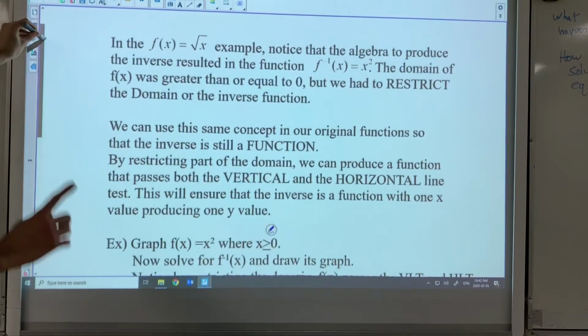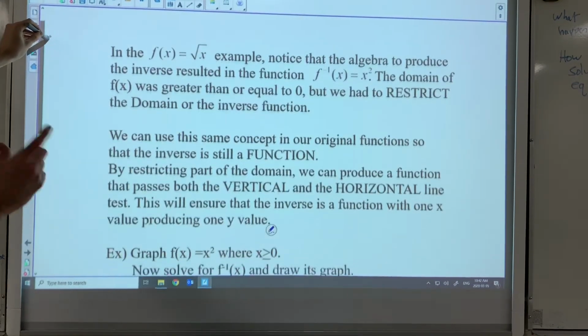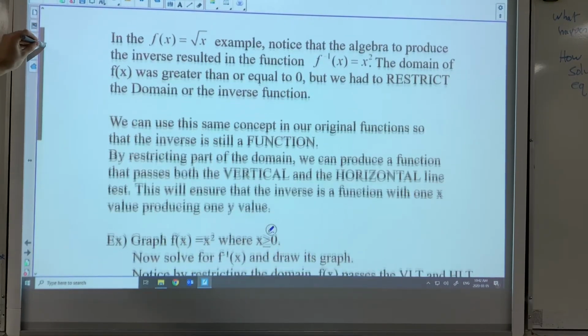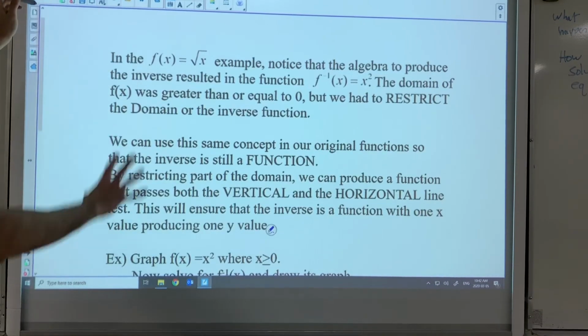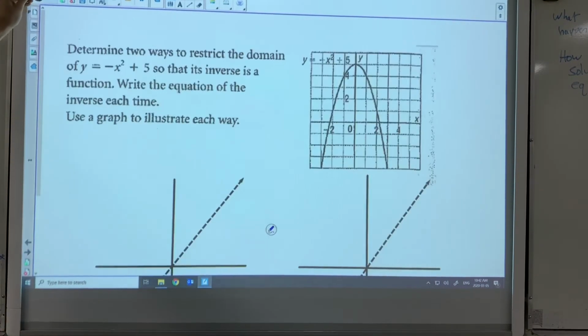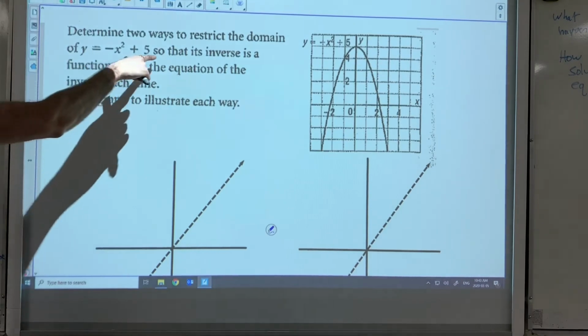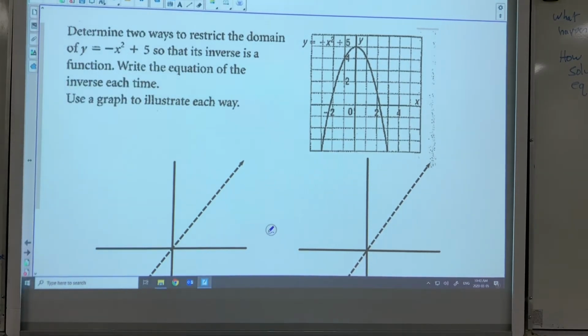This is that whole spiel I was talking about, about restricting the domain, so I'm not going to go over it because we did a really good job, and this is really wordy, so if you want to read it on your own time, fine, but I think we did an amazing job. We could do this last question. Determine 2 ways to restrict the domain of this so that its inverse is a function. You want to do one more?